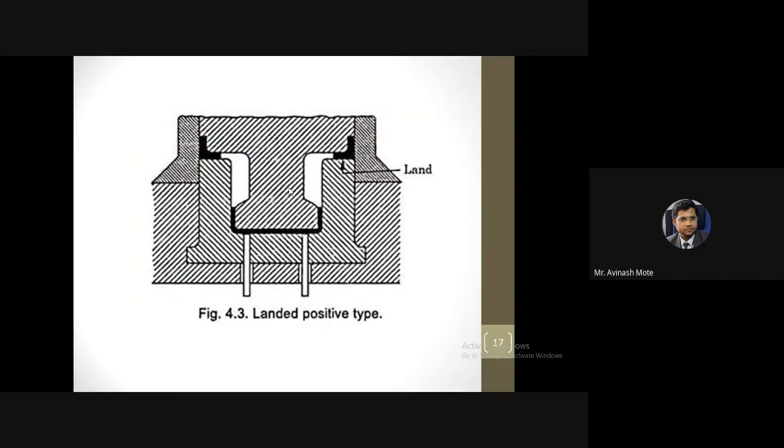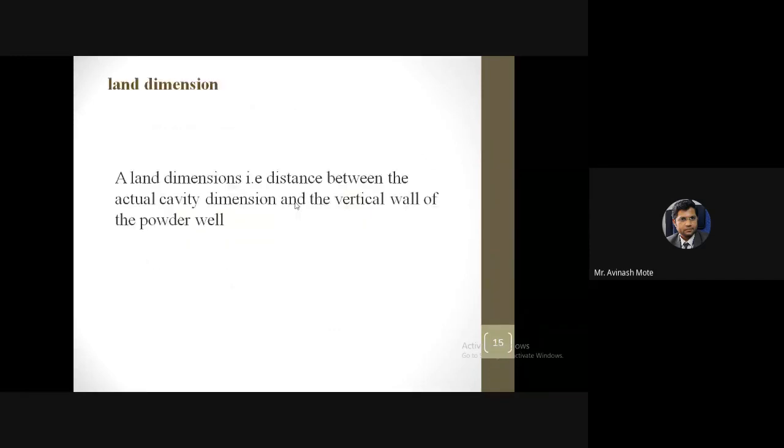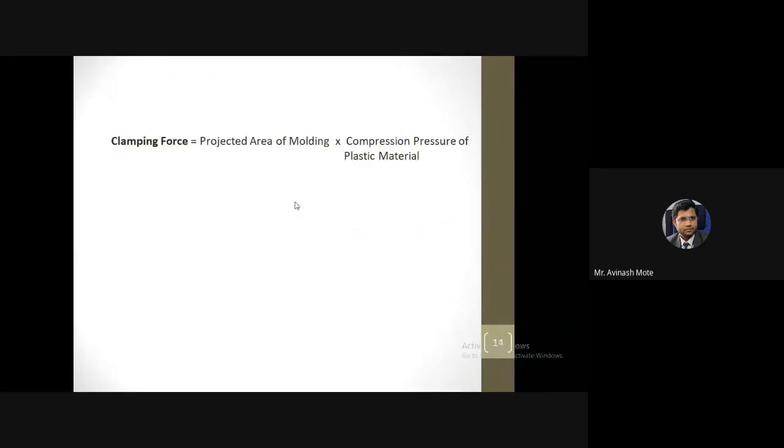Sometimes it is provided to allow the escape of extra material, in the case where flashing is expected. So at that time it is given as an extra space. Getting it? Okay. So this is the land dimension or the land area, and this one is the clamping force. Simple formula: projected area of molding multiplied by compression pressure of the plastic material. So this is one of the formulas, clamping force, and the second one is the projected area, the effective area over which this clamping force will act.